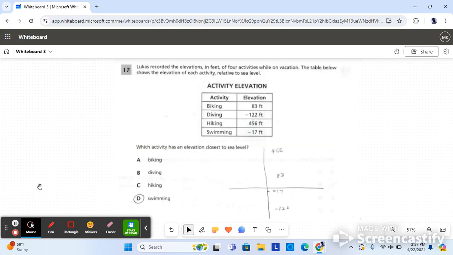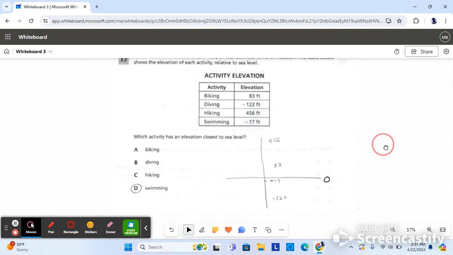For question 17, it says Lucas recorded the elevations in feet of 4 activities while on vacation. The table below shows the elevation of each activity relative to sea level. And the question is, which activity has an elevation closest to sea level? So sea level is 0. This is sea level. And you have to find which is closest to 0. And if you're a visual learner or you like drawing visual diagrams, you can see that negative 17 is closest to 0, and that is swimming. So D is the correct answer.